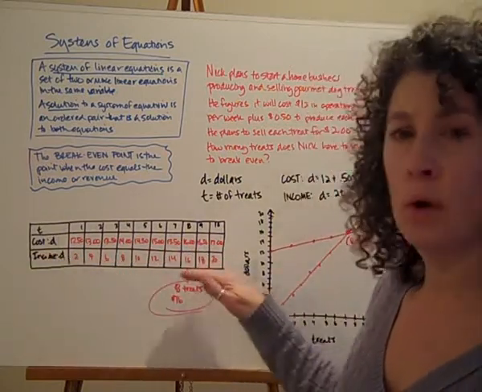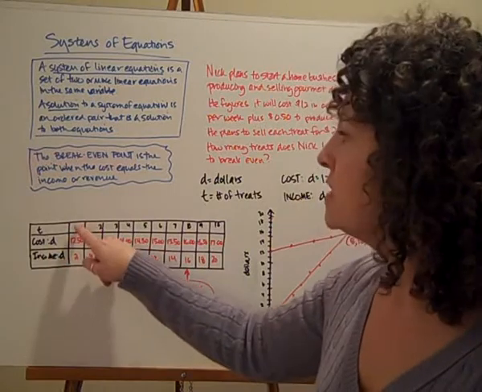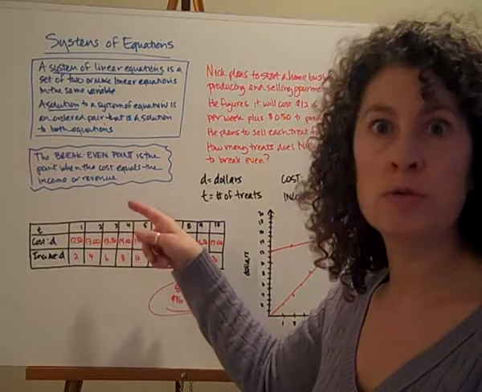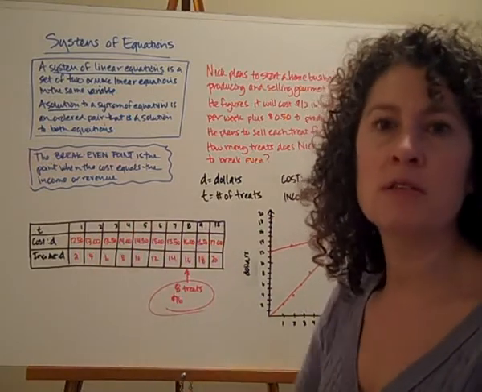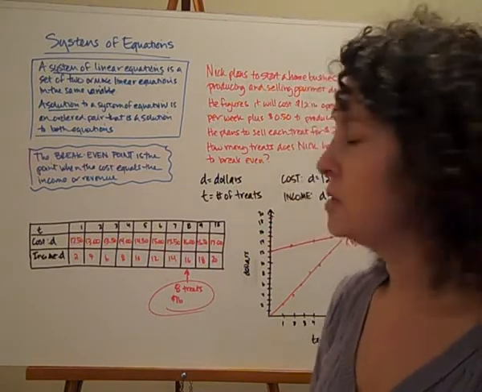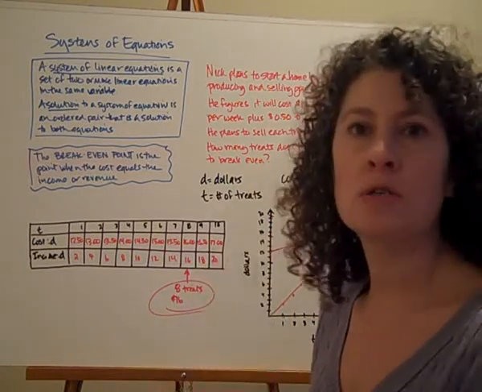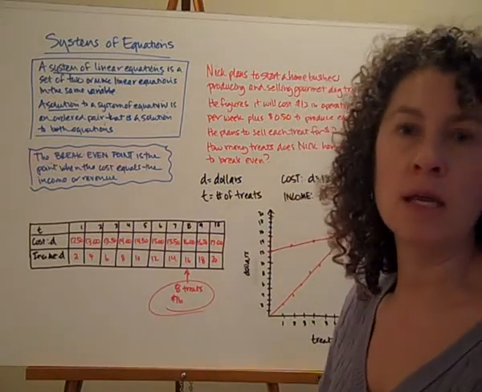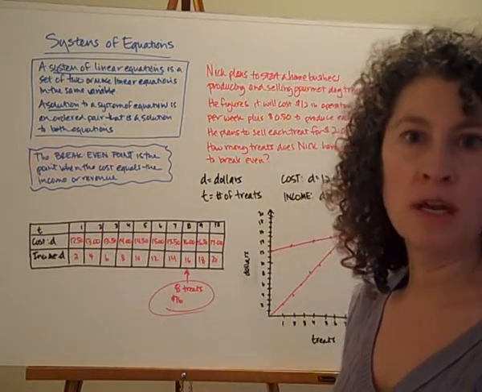Then I made another row for his income, the dollars that he's making. If he sells 1 treat, he makes $2. 2 treats, he makes $4. 3 treats, he makes $6. Does this make sense? It's going up by $2 every time. Every time he sells another treat, it increases by $2. So what I'm looking for here is where the cost that he has to pay equals the income he's getting in. The dollars it's costing him is equal to the dollars he's getting for income.